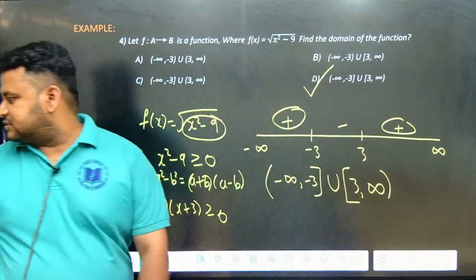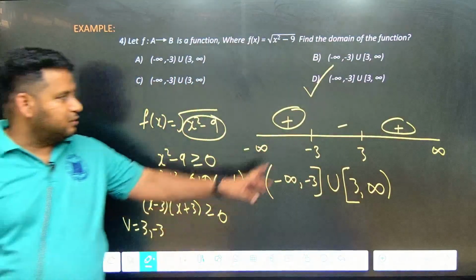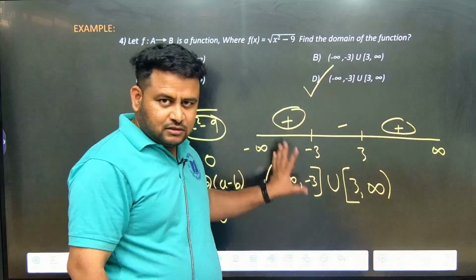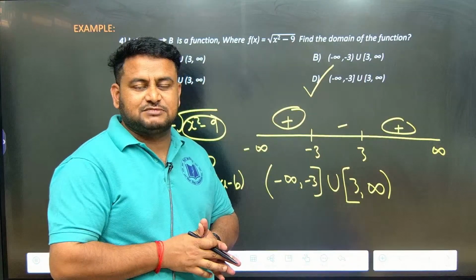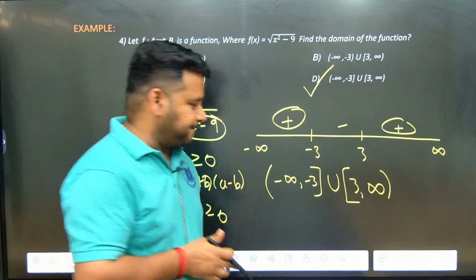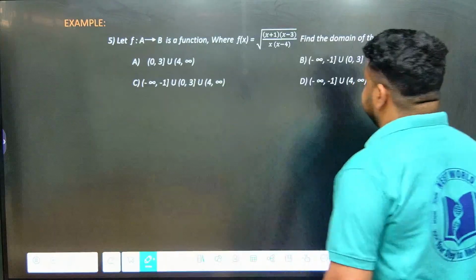Clear, friends? This is how you can solve this question. Understood why we are using closed interval? This I have discussed in the previous class where we did wavy curve method. Correct now? Let us go to the next question.